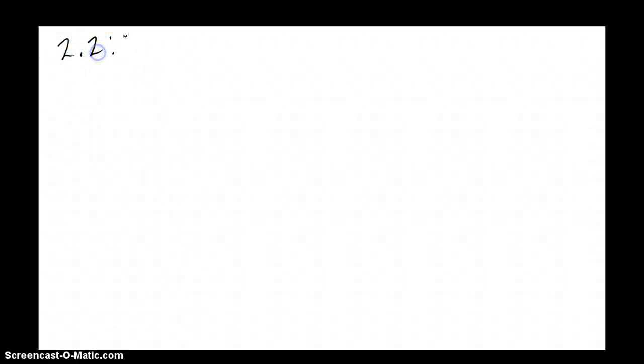Okay, so 2.2, basic rules for differentiation.